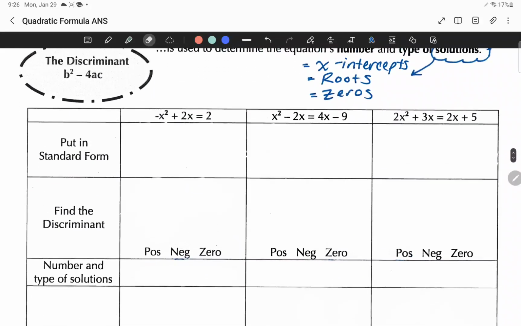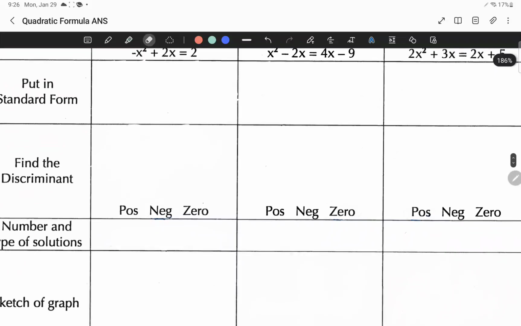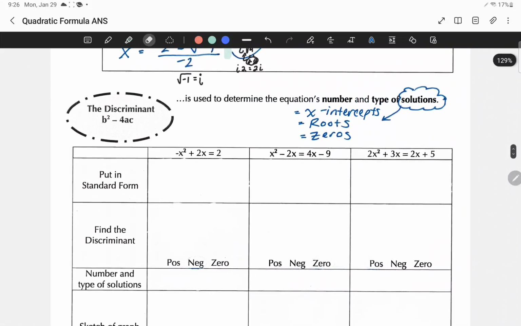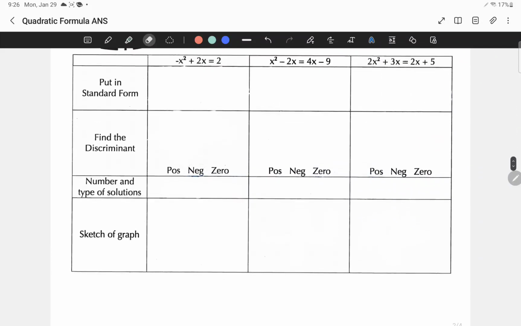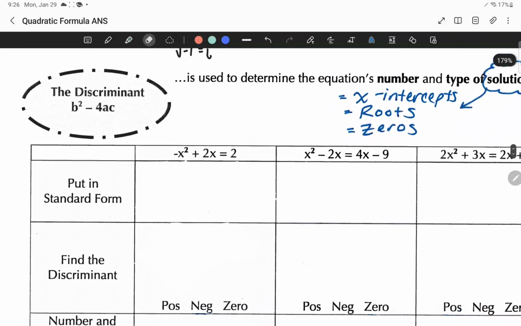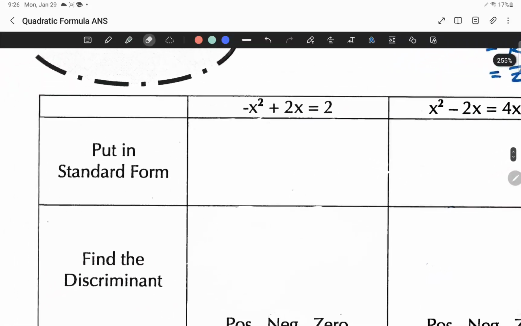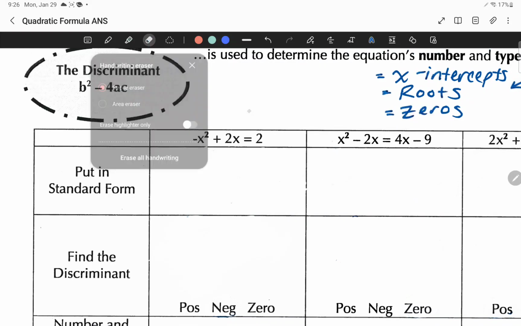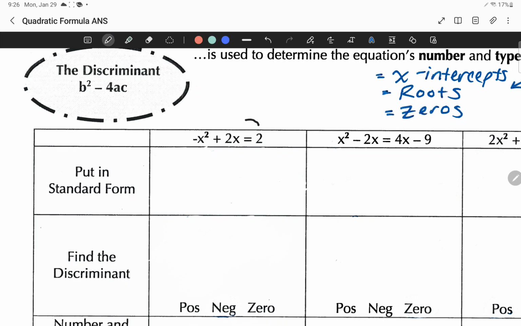So now let's go ahead and look at all of this stuff. We have three different equations that we're going to go ahead and figure out. Now, it's going to tell us the number and the type of solutions that we're going to get. So let's go ahead and see if that's true. Okay, so for the first one, what you always got to do is put it in standard form. So let's go ahead and do that first. Now, we're going to have to move this 2 over to the other side, right? Because we don't want anything on the right side. We're going to move everything to the left, and we're going to set it equal to 0. So what's the opposite of 2? Negative 2. So let's go ahead and do that.